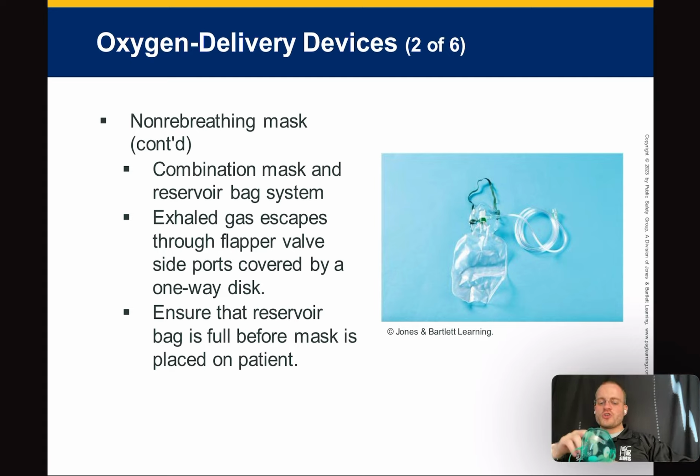So what you're going to do is turn this on to 15 liters per minute. So go to the oxygen tree, turn it up to 15. Air is going to be coming out, and typically there's a tube connected right here. The air will come in through this tube and then down into this bag and it'll fill up. So we've got to make sure that this bag is completely filled before strapping it to the patient's face.